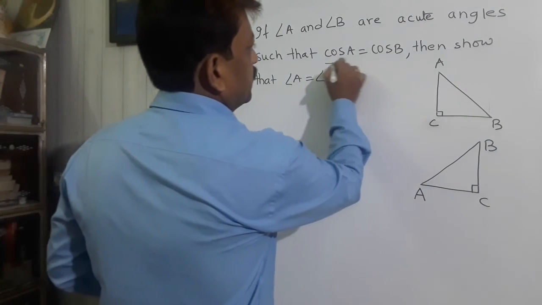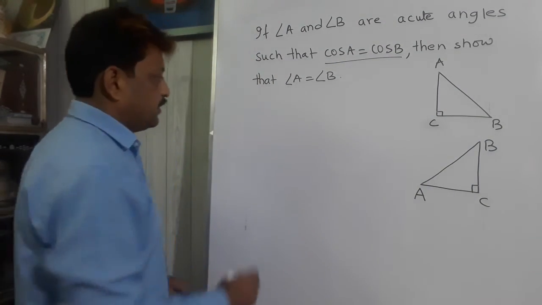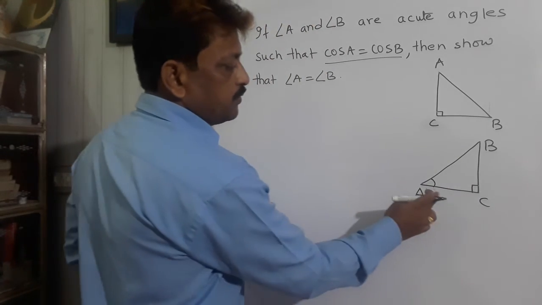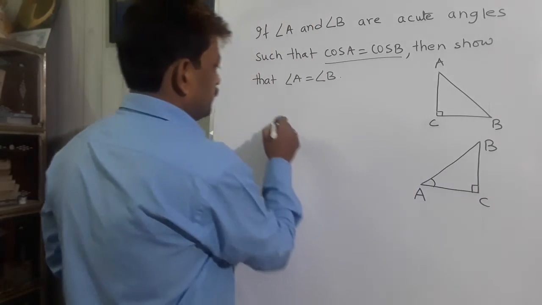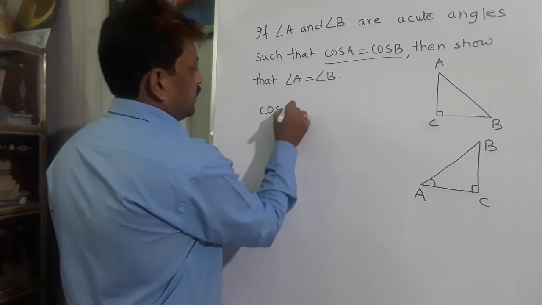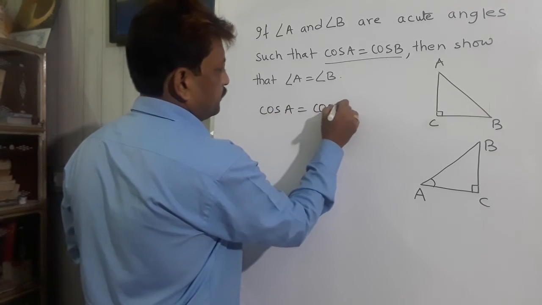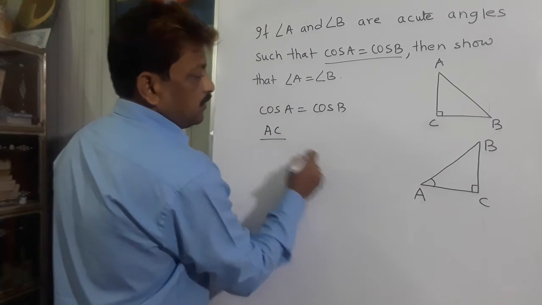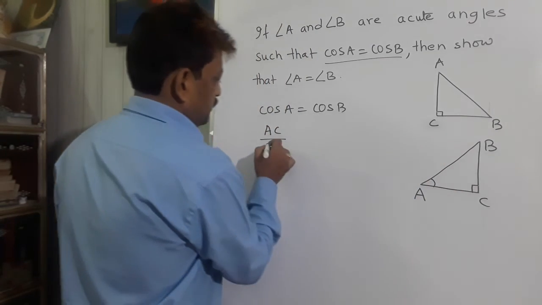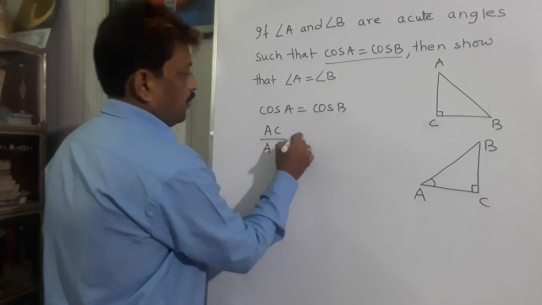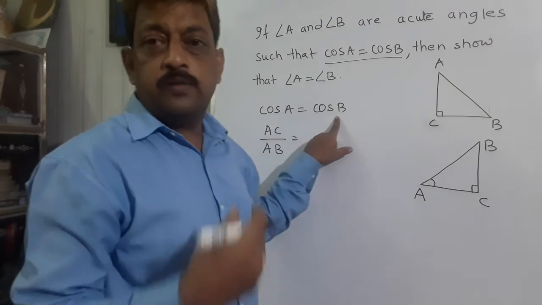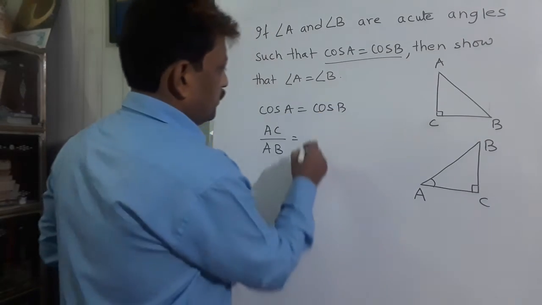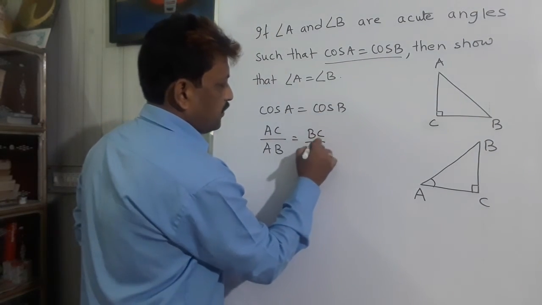It is given in the question that cos A equals cos B. Now what is cos A? Let me consider this diagram. Cos A means base upon hypotenuse. So cos A is base upon hypotenuse, and the hypotenuse is AB. And what is cos B? Cos B is also base upon hypotenuse. This is the base and this is the hypotenuse. So BC upon AB.